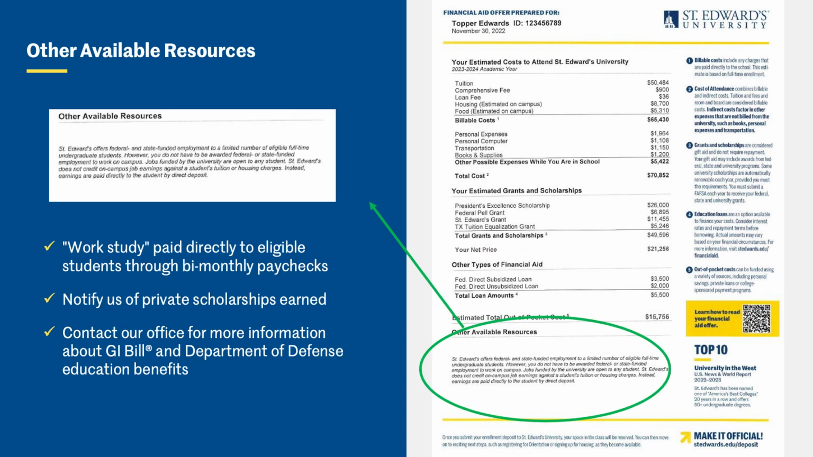The final section of the offer letter is other available resources. This could consist of work-study funds, private scholarships granted from outside the university, and other education-related benefits that you are providing, such as 529 funds or veteran education benefits. Please contact your assigned financial aid counselor directly for further assistance.